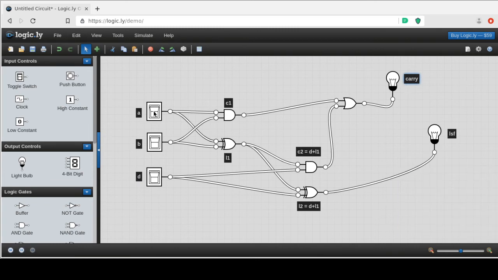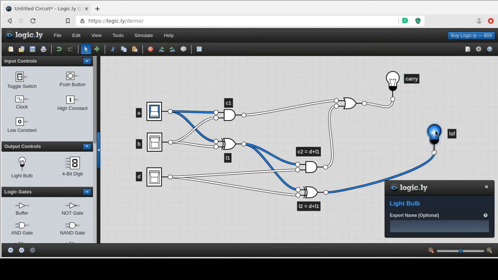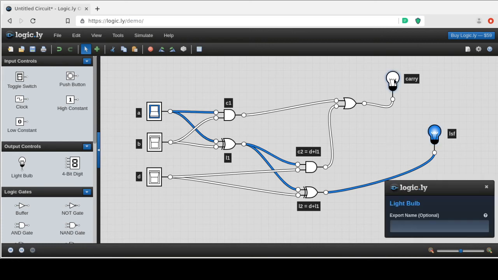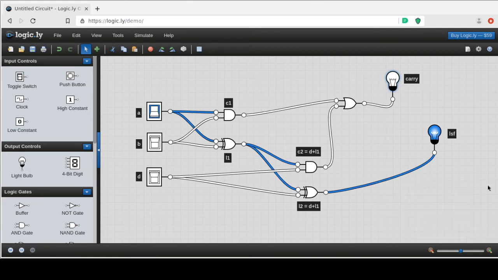What if I made A 1? So A is now 1. You can see that the switch for A has got the blue border around it. So A is 1, B is 0, and D is 0. Now I'm doing 1 plus 0 plus 0. And you can see here the light bulb, the least significant figure, is on, and the carry is off. So 1 plus 0 plus 0 is equal to 1, carry 0.